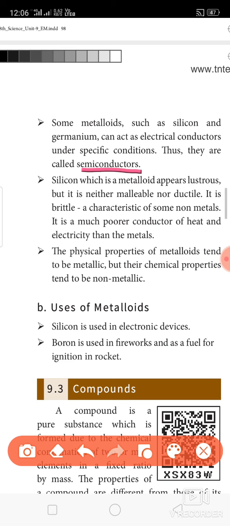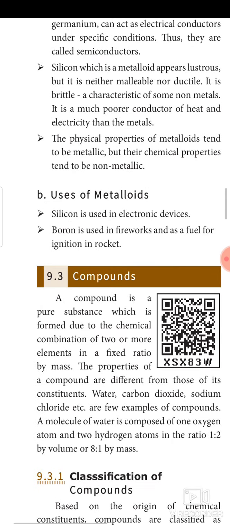What are the uses of metalloids? Let's see. Silicon is used in electronic devices. Silicon and germanium are semiconductors. You might learn about semiconductors and semiconducting devices in your higher studies if you take the science group. Conductors and semiconductors, a very interesting session. It is a separate, vast session in physics. So silicon is used in electronic devices.